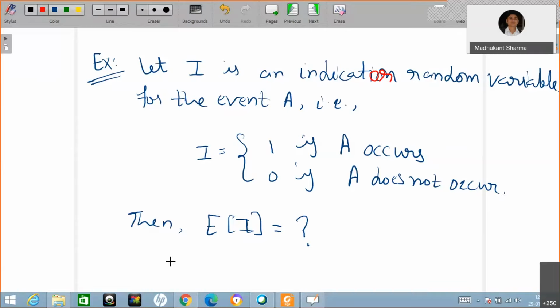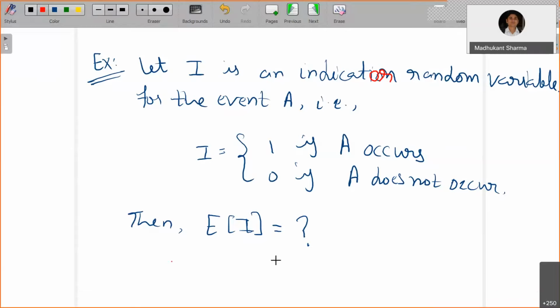So I hope you can easily find out that it will take either 0 value or 1 value, right? It will take 0 value with probability of A complement, when A does not occur, plus 1 into the probability of occurring of A. So the expected value of the indicator random variable is going to be the probability of occurring of the event A.